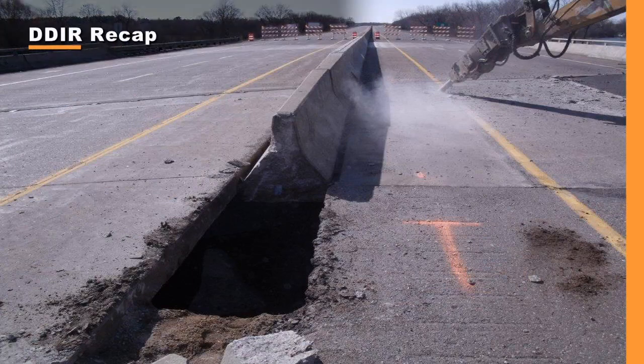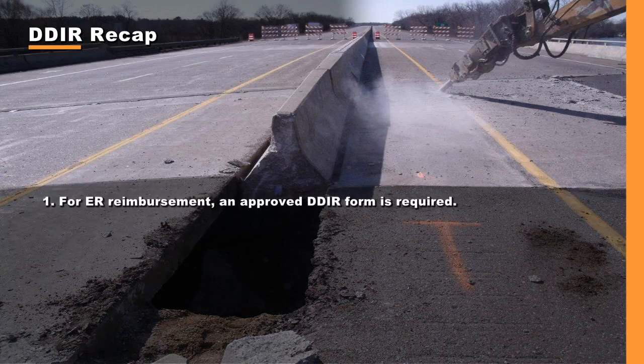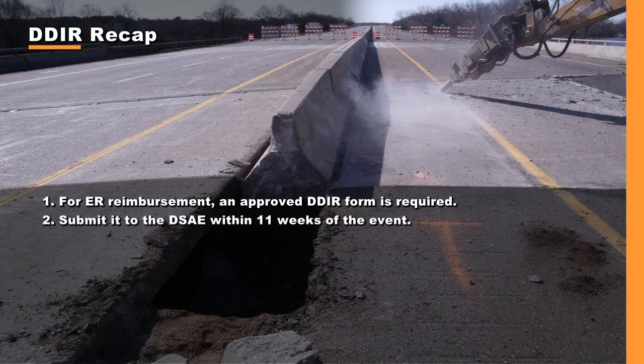DDIR Recap. During the very first video of the series, we reviewed the process to follow to apply for emergency relief reimbursement. This procedure only applies to projects being reimbursed with FHWA, which include SALT funds. 1. Each process in the overview mentioned that a detailed damage inspection form was required to officially document the event and your organization's application for reimbursement of emergency relief funds. 2. A later video taught you how to complete the DDIR form.